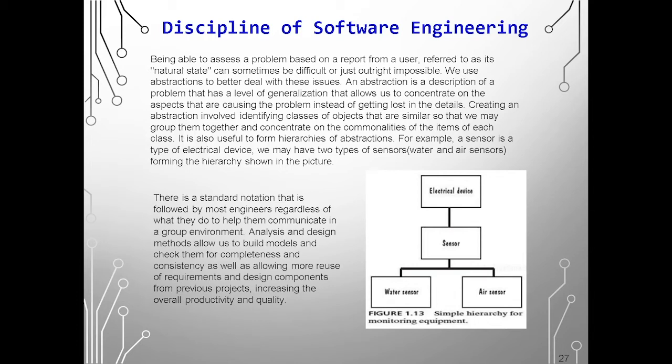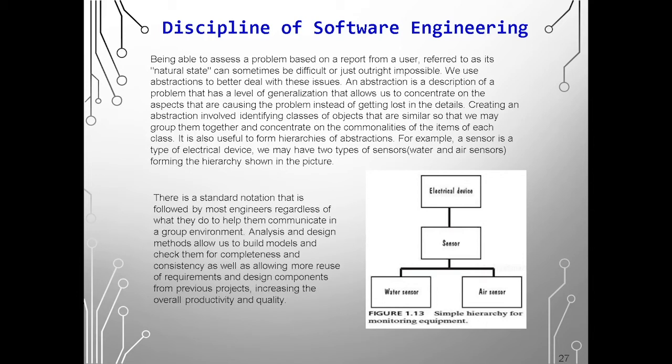Creating an abstraction involves identifying classes of objects that are similar, so you can group them together into a hierarchy. For example, a sensor is a type of electrical device, but sensor is a very broad term. We might have 2 different types of sensors. As you see in the picture, there's a water and an air sensor. And this forms a hierarchy because both of those are sensors, and then all sensors are electrical devices. So you can have this hierarchy to try to help decipher where the problem's at.